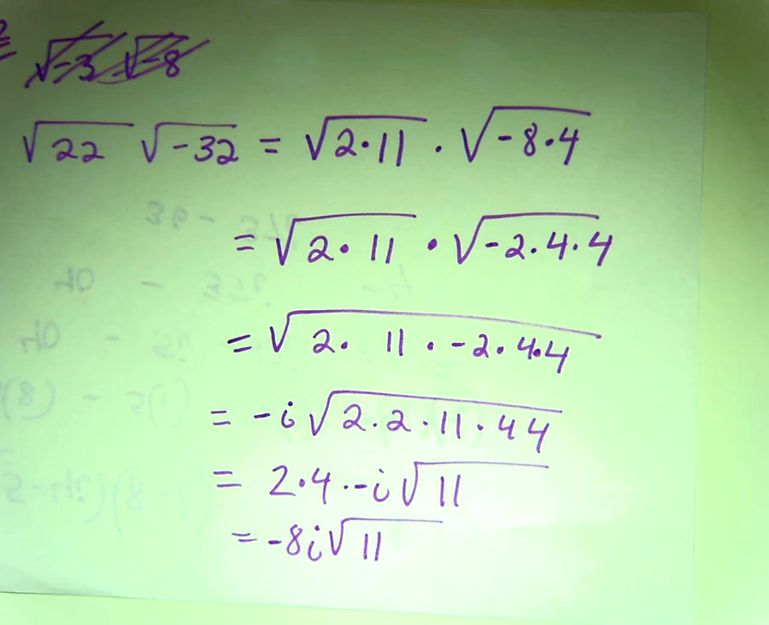So going back up here, I cannot have a negative in the radical. Hence, that's why I factored out that negative i.